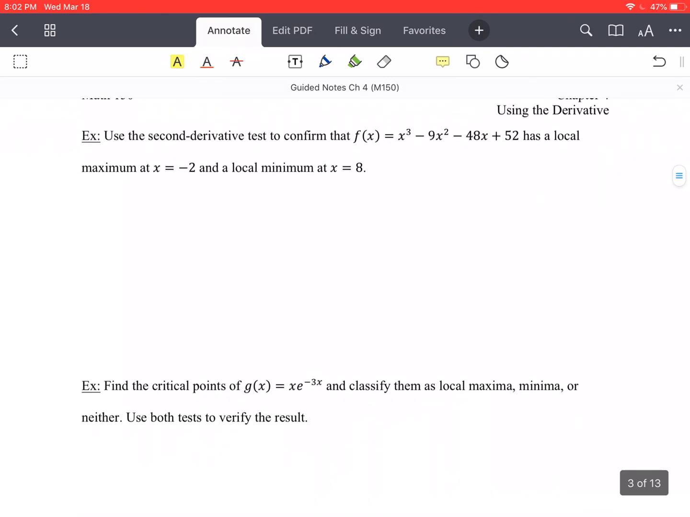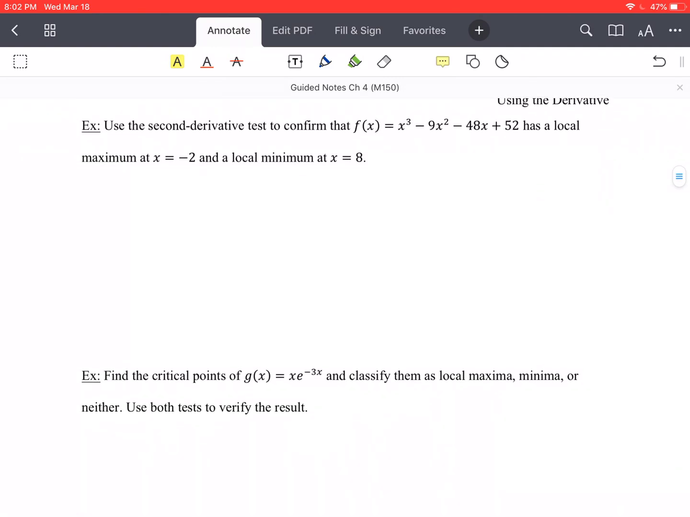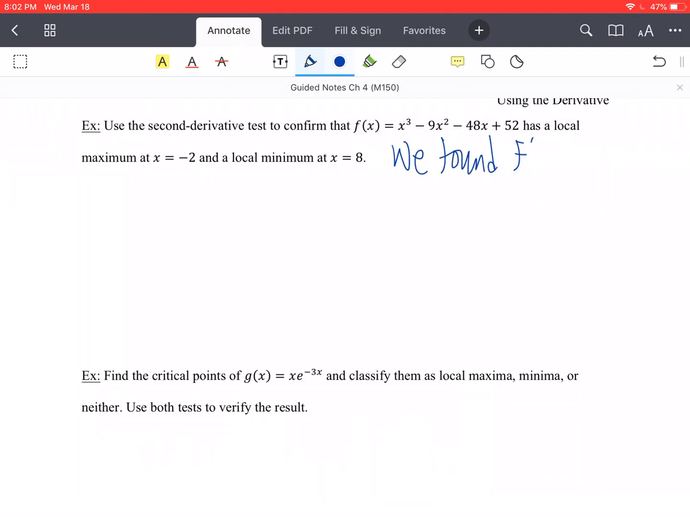So let's look again at the function we were working with earlier. Use the second derivative test to confirm that this function has a local maximum at -2 and a local minimum at 8. We already found these, but now let's use the second derivative test to just verify it. Earlier we found f prime already, right? f prime of x was 3x squared minus 18x minus 48.